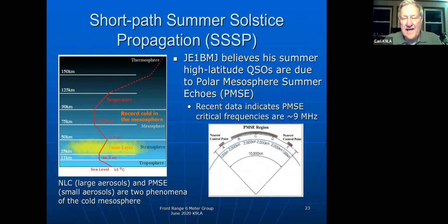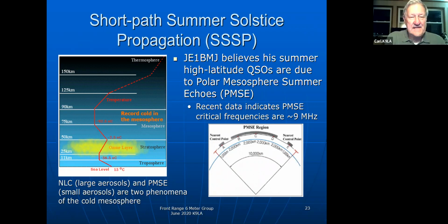There's the high latitude PMSE region. There might be just normal sporadic E on the two ends, and that couples into the PMSE region. There's some recent data that shows that for those polar mesosphere summer echoes, the critical frequencies of the electrons are around 9 megahertz. So remember, for the sporadic E region, we multiply that by 5, so we get 45 megahertz. That's pretty close to 50 megahertz, so that could be what's happening.